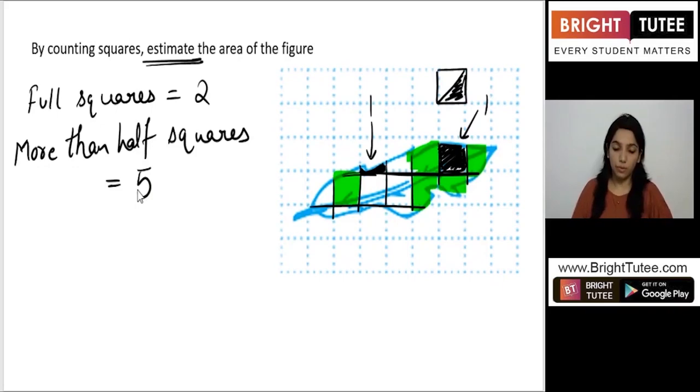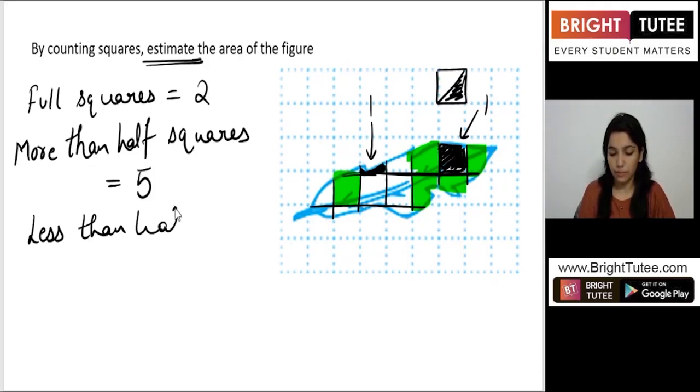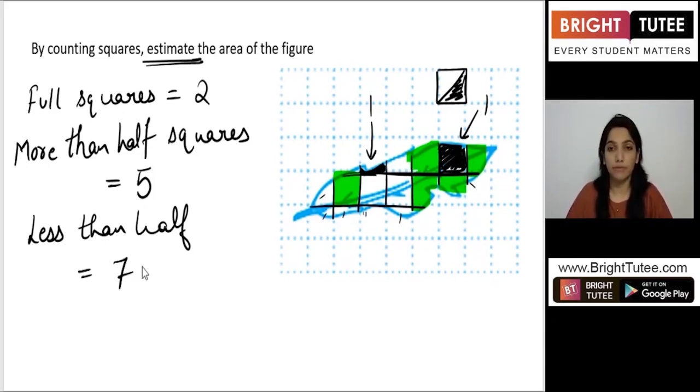Okay. So now, which squares do you see less than half? Let us write them. Less than half. It is 1, 2, 3, 4, 5 and 6, 7. So 7 squares are less than half, right? So what we are going to do, we are going to see that this particular part, this is less than half, we are going to convert it into 0. We are not considering this part, okay? What we have done, we have taken into consideration those parts which were more than half as the complete squares, okay?